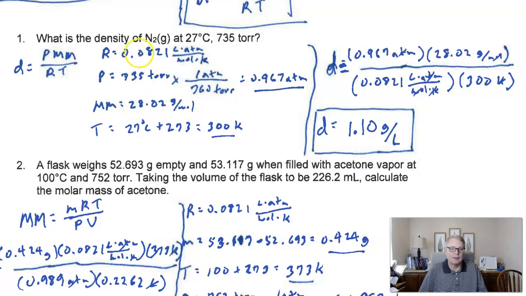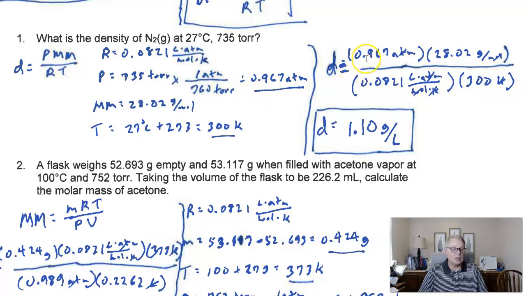All right. We know R, how about the temperature? Well, it's 27 degrees Celsius. Can I leave it as 27 degrees Celsius? No, I need to change that to Kelvin. How do I change it to Kelvin? Add 273. So 27 plus 273 would be 300 Kelvin. All right, I've got everything over here in the proper units. Now I'm going to plug it into the equation and solve for D.